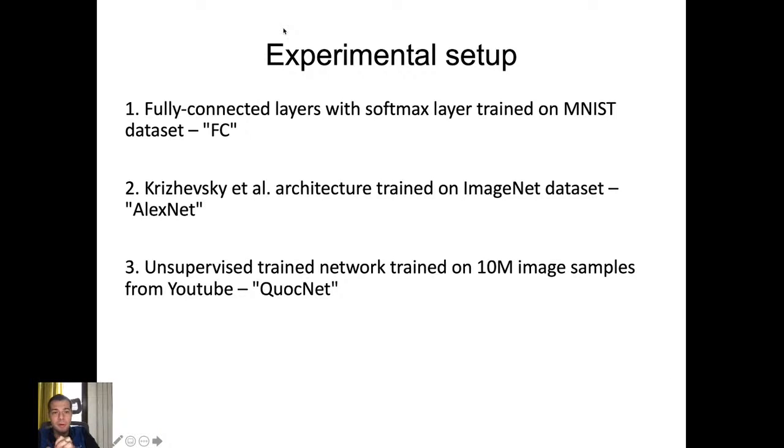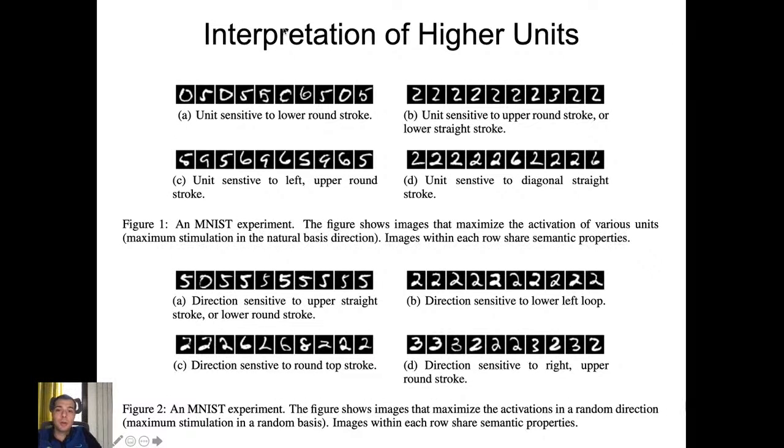They explored these properties for 3 types of neural networks. First they used various fully connected networks like the multi-layer perceptron on the MNIST database. Then they also used 2 convolutional neural networks, one called AlexNet, which is the CNN from the Krizhevsky paper, and also a model called QuocNet, which is an unsupervised trained network. Regarding the first results that they observed, this is related to the interpretation of the higher level units.